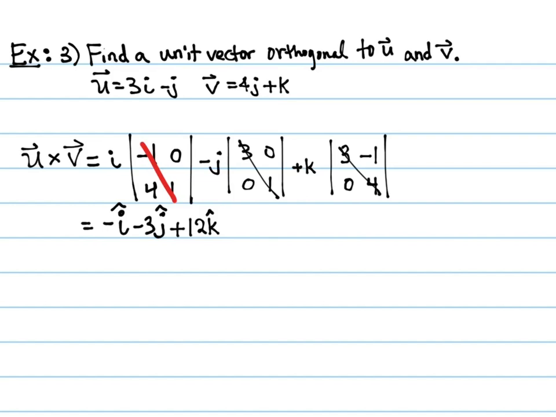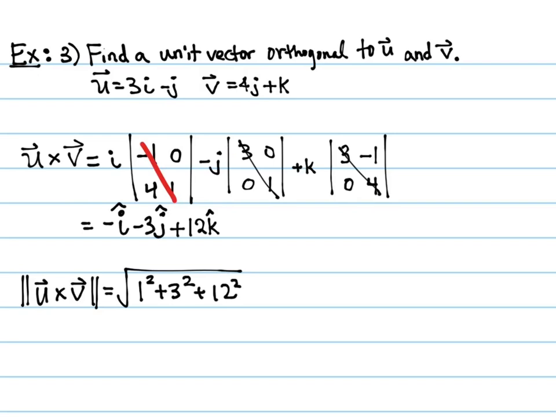And then we're going to find the magnitude of what we just found, so the magnitude of u cross v. So that's the square root of each of the components squared. So I don't really need the negatives. Are you guys okay with me not writing negatives down for squaring things? All right, good. I have 1 squared plus 3 squared plus 12 squared. What is that a total of? 154, underneath the radical.